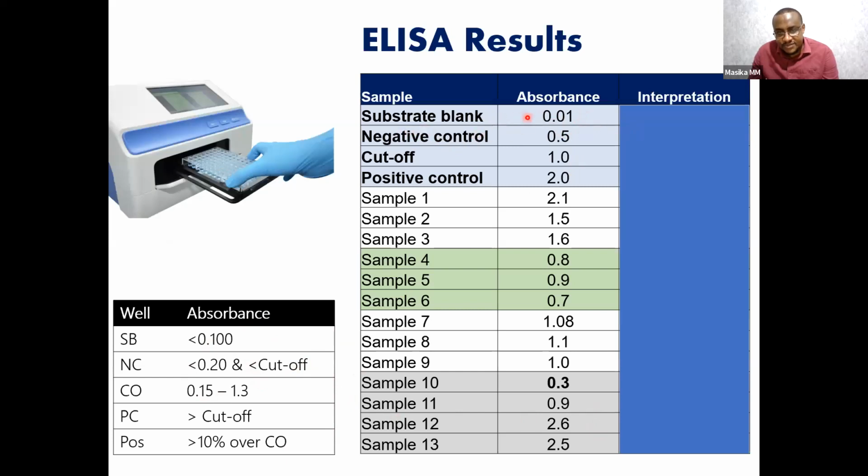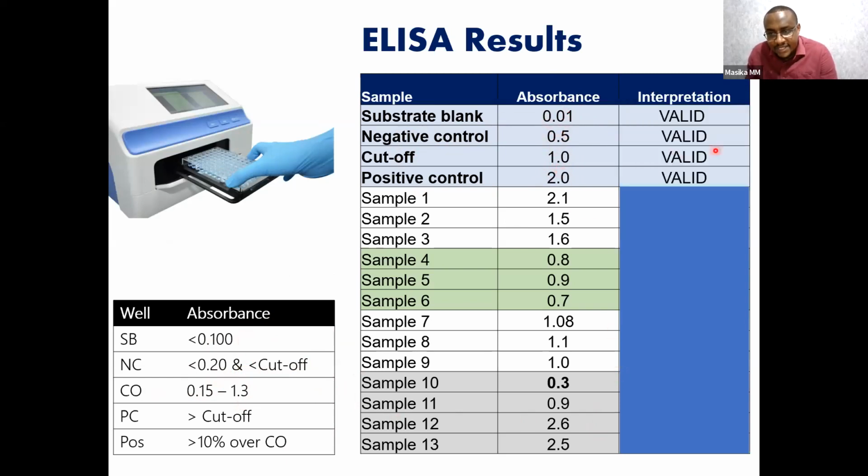Because you are told the substrate should be below 1, and you see it is below. The negative control should be below 0.5. It is, you can see the negative control here is supposed to be below cutoff, and your cutoff here is more than the negative control. So what you need to determine with these ones is whether they are valid or not. If they are valid, then you proceed. And the validity depends on what you are given here. You don't have to cram it.